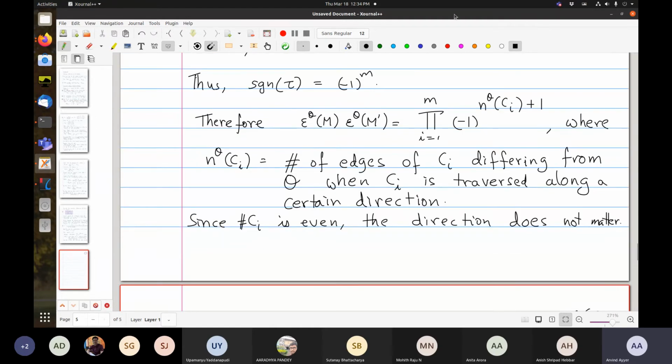Okay, but this gives a useful interpretation, and this is about the choice of orientation. So what is the conclusion? If you can find an orientation such that this is always even, in other words, NO of Ci is always odd, then you are done. Then this product is always going to be a product of +1s, and so it's going to be +1.